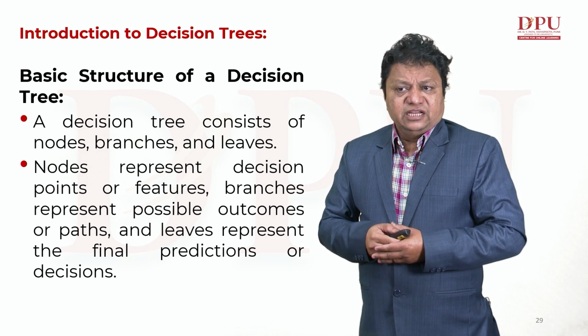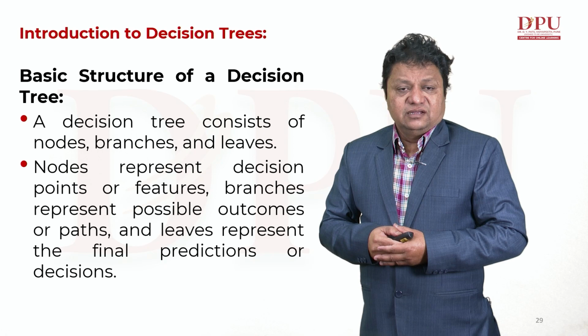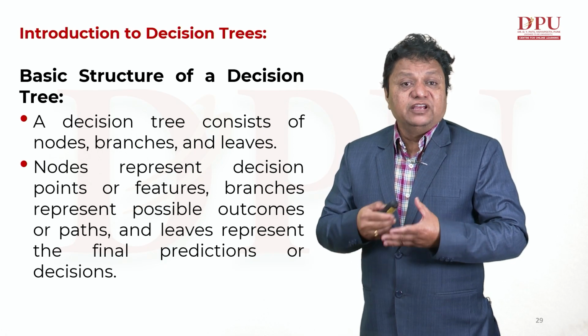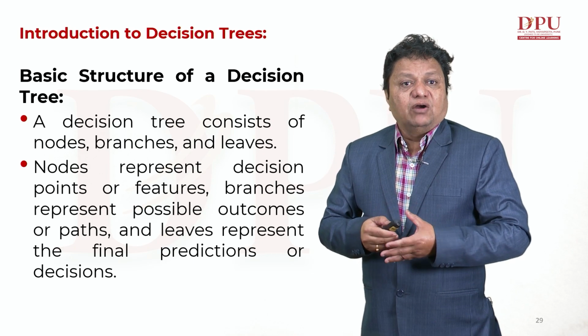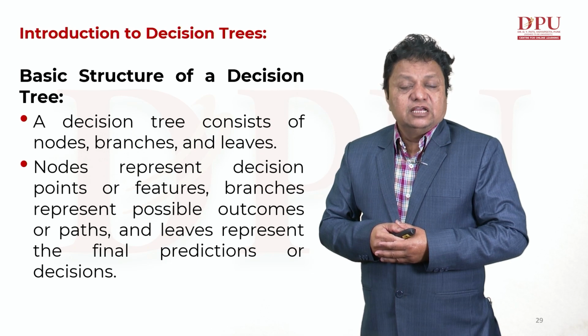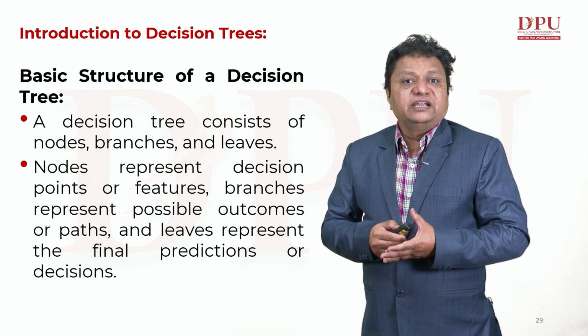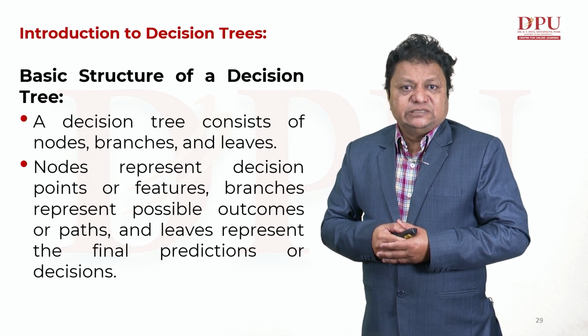Now, let us understand the basic structure of a decision tree. A decision tree consists of nodes, branches and leaves. The nodes represent decision points or features, whereas the branches represent the possible outcomes or paths, and the leaves represent the final predictions or decisions. So, this is how a decision tree structure is formed.